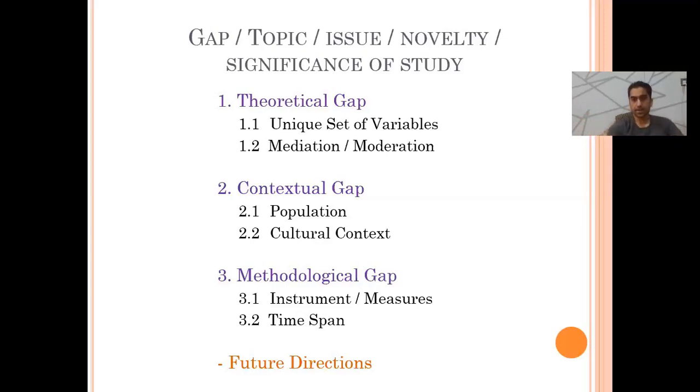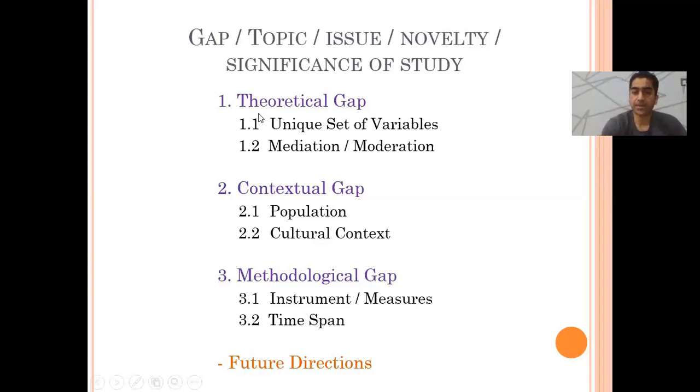So students, there are possibly three different types of gap: the theoretical gap, contextual gap, methodological gap, and you can go for the future direction. Basically, future direction also gives you an idea about a gap, any kind of gap. It's a quite precise way of conducting research, a precise way of going for a topic, but it's all about a gap, so I just kept it as a different heading.